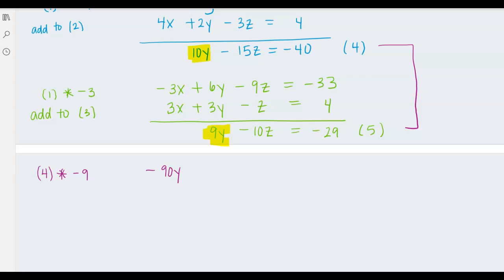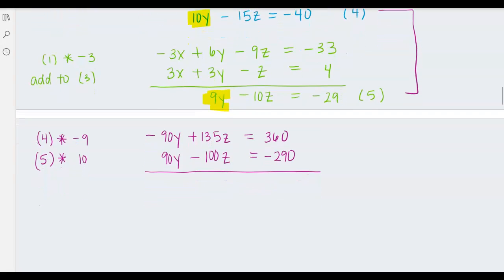Negative 90y plus 135z. Let me just check that. 9 times 15. Yeah. Equals 360. Okay. For equation number 5, we're going to multiply that one by 10. So 90y minus 100z equals negative 290. Okay, let's add these together.